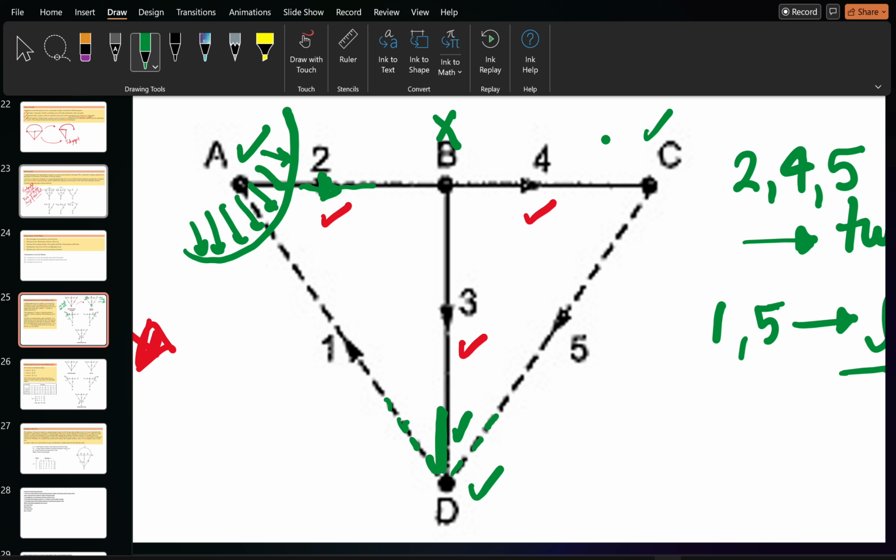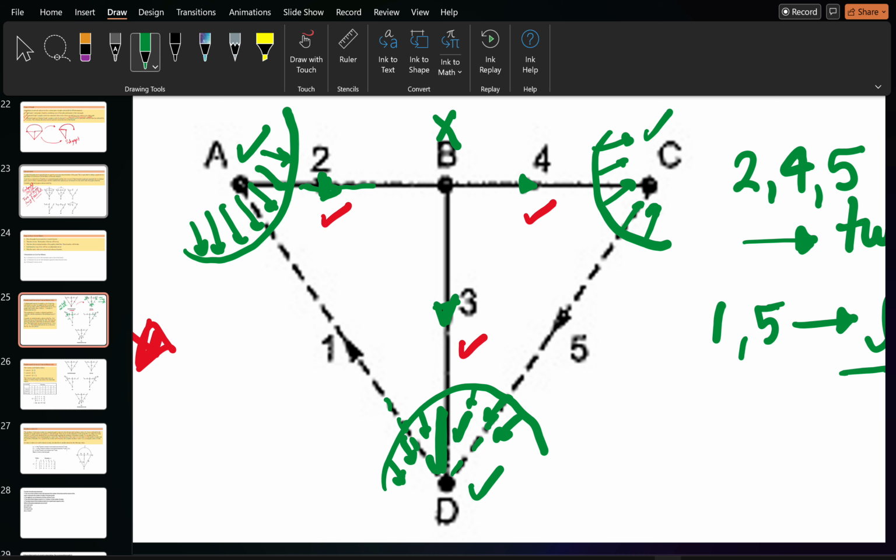Okay, what about at C? At C, if you see the cut set here, it is coming like this. The twig direction, so the cut set direction will be like this. What about at D? At D, if you see the cut set, it is coming like this. So the cut set direction will be like this. Getting my point?